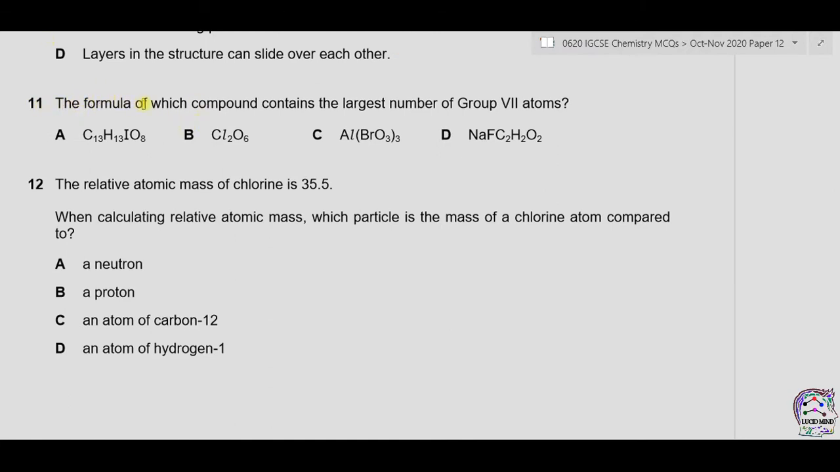Question 11. The formula of which compound contains the largest number of group 7 atoms? As we know that group 7 consists of halogens, and the members of halogens are fluorine, chlorine, bromine, iodine, and astatine. In A we have iodine, and only one atom of iodine is present, so we can write one iodine atom. In B we have 2 chlorine atoms present.